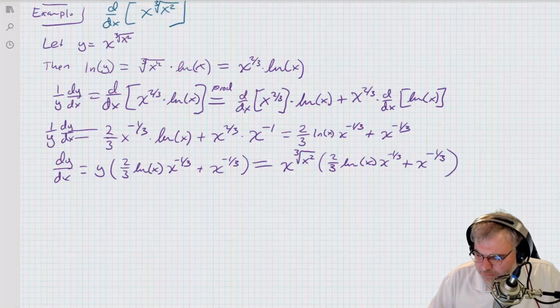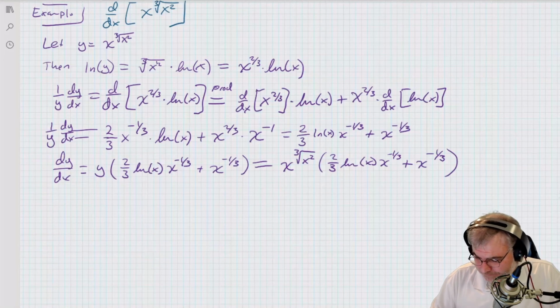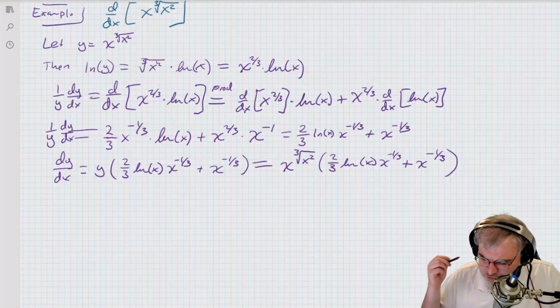Okay, and notice that the trick is really the algebra for these. It's a mess, but it's an algebra mess. Right? The calculus mess, there was only a product rule in here, and then a power rule right there. It was really algebra.